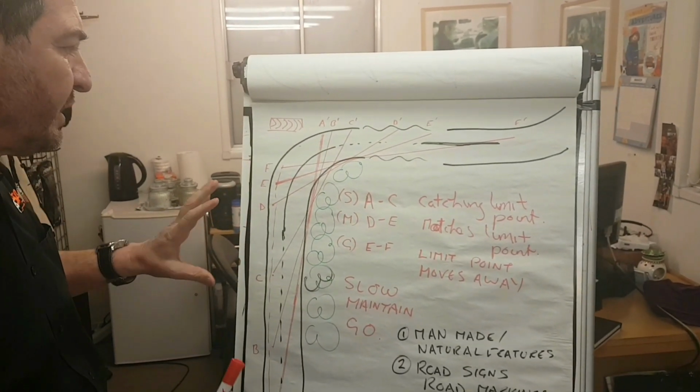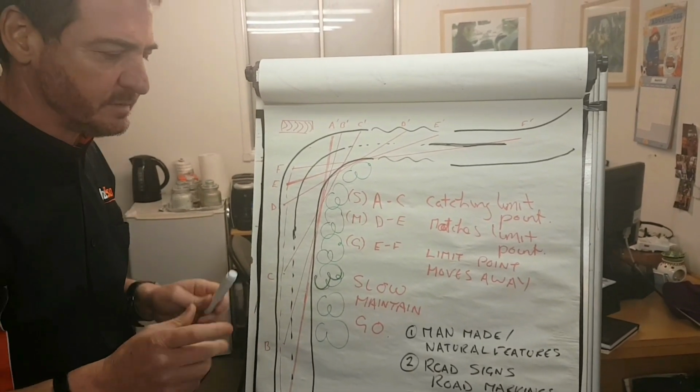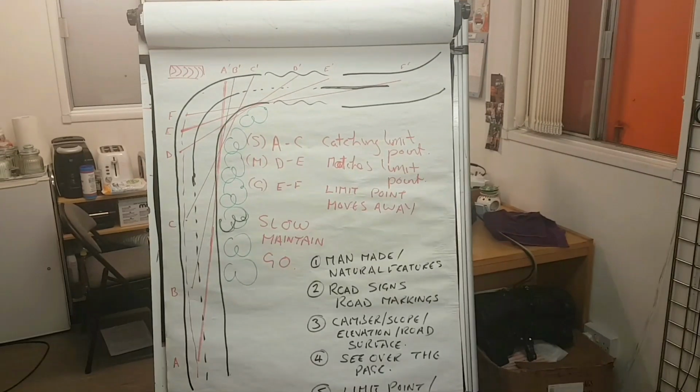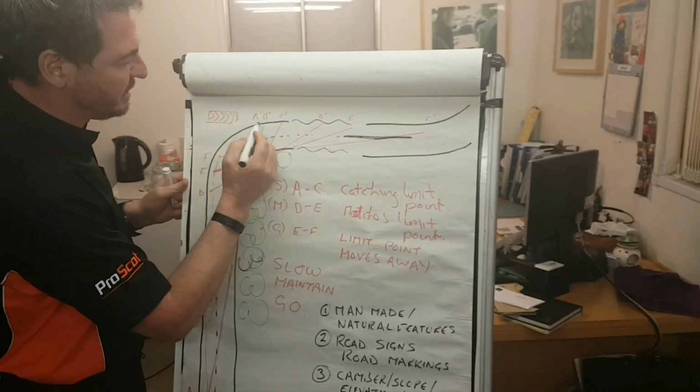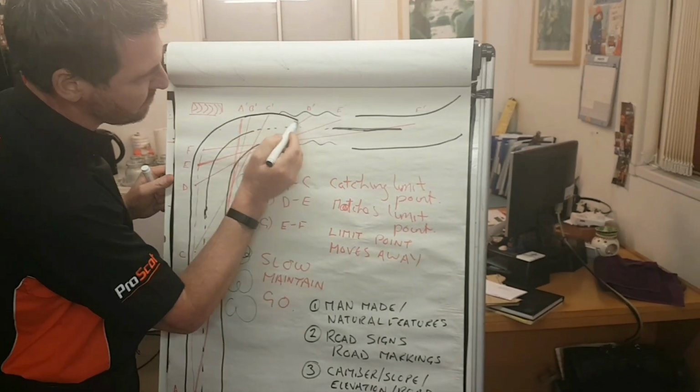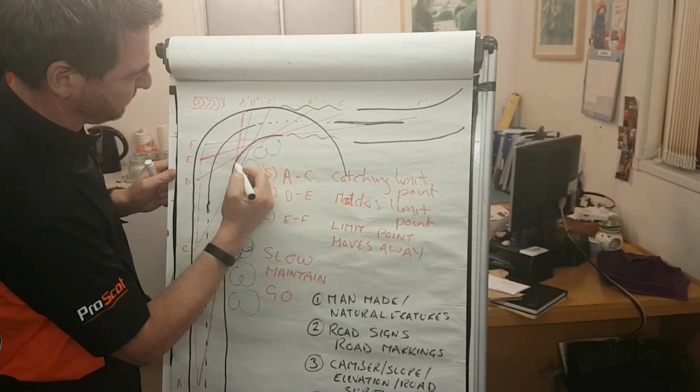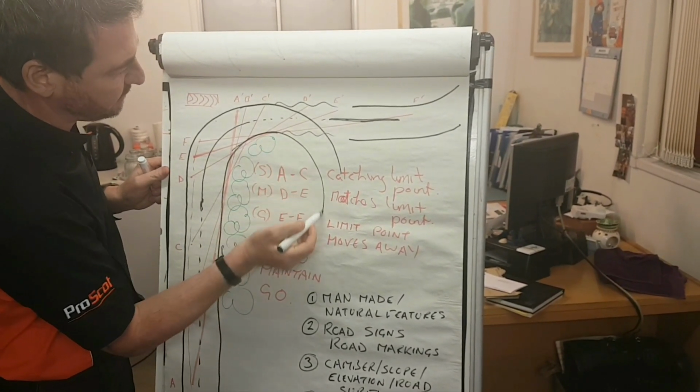Now, one other thing that I want to say: a lot of people at this point sometimes say to me, and I'm just going to grab another pen here, Lewis, but you know, what happens if the bend tightens back up again? Well, I'm going to show you what happens if the bend tightens back up again. Let's say the bend did this. Watch what happens to the limit point.